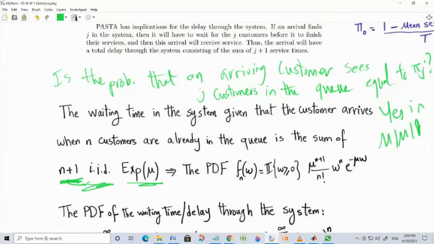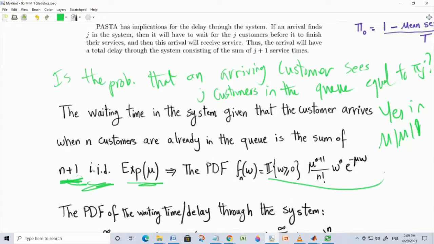Okay, and so the service time has a distribution. The conditional distribution, given that there are n customers already there in the queue. What I'm talking about now is not the unconditional distribution. Given that there are n guys in the queue, the conditional distribution will be the sum of n plus 1 IID exponential mu, and it has this PDF.